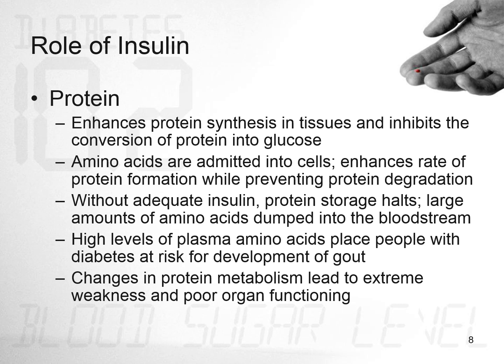Without adequate insulin, protein storage halts, and large amounts of amino acids are dumped into the bloodstream. High levels of plasma amino acids place people with diabetes at risk for development of gout. And changes in protein metabolism lead to extreme weakness and poor organ functioning.